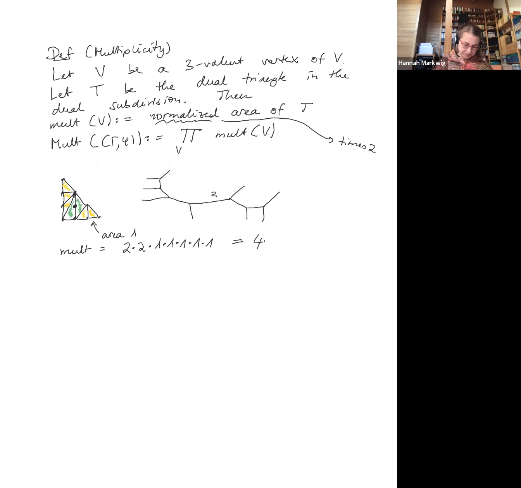Okay. Let's do one more example. Let's draw another rational tropical cubic. It's also simple, it has only triangles in the subdivision right now. So let's draw the tropical cubic.